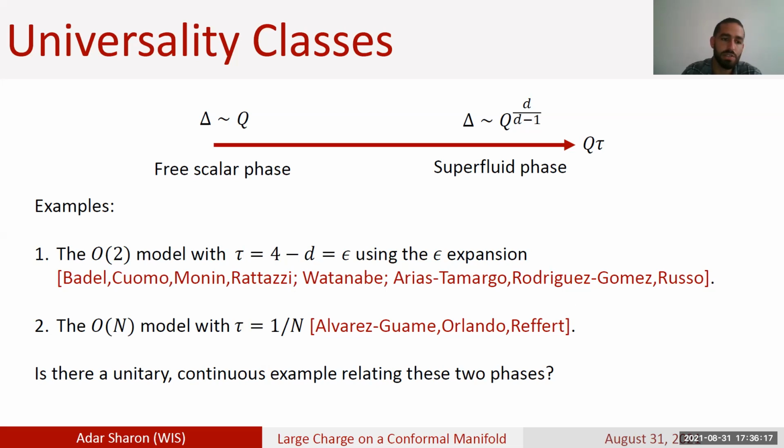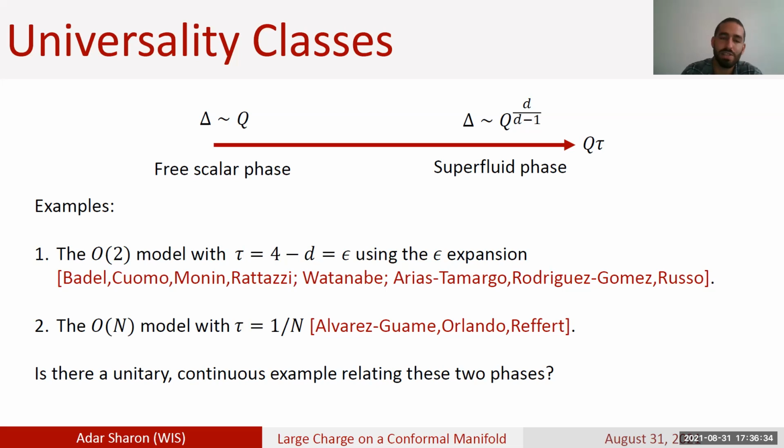Another example where this was done is in the O(N) model at large N. So in this case, we fixed this parameter tau to be 1 over N. So at small Q over N, you see the free phase, while at large Q over N, you see the superfluid phase, and again, you see a continuous transition between them.